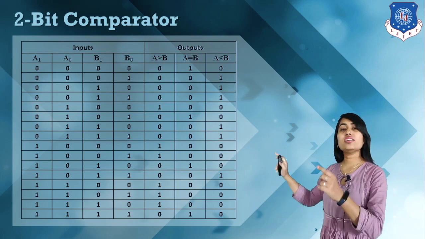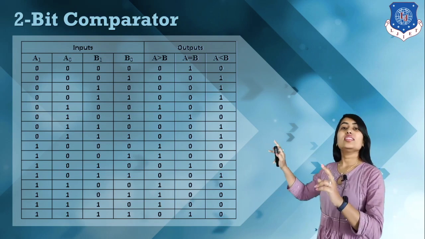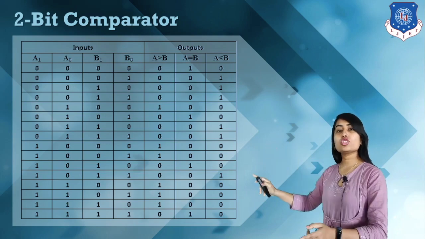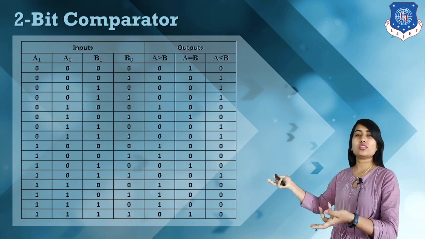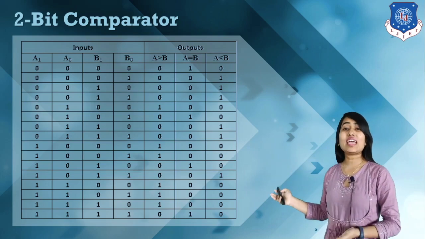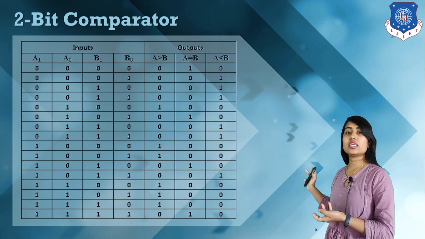Then for the next row: 0, 0, 1, 0. So we compare A1 and B1. A1 is equal to 0, B1 is equal to 1. So we can say that here A is less than B. By comparison of the first bit, we can identify that A is less than B, so we can directly put A less than B.